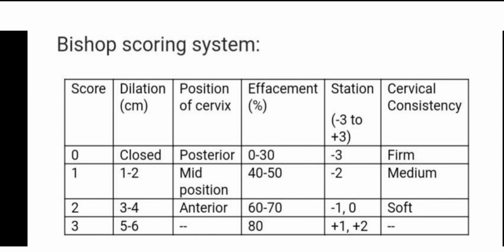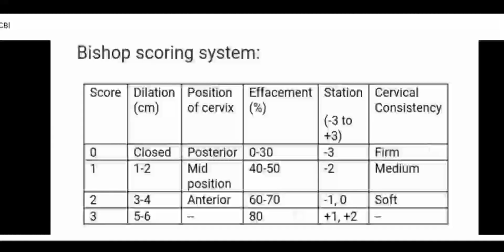So the main work lies in how we will remember the numbers. In the dilation, it is simple. 1 is 1 to 2, 2 is 3 to 4, and 3 is 5 to 6. In the effacement, 0 is 0 to 30, then 40 to 50, 60 to 70, and then 80. And in station, it is -3 to +3. That is -3, -2, -1, and +1 and +2. So five parameters are there, and according to that, the Bishop score is calculated.